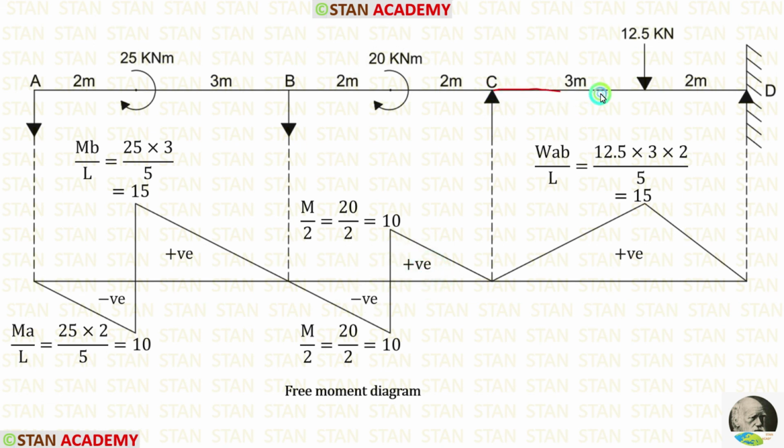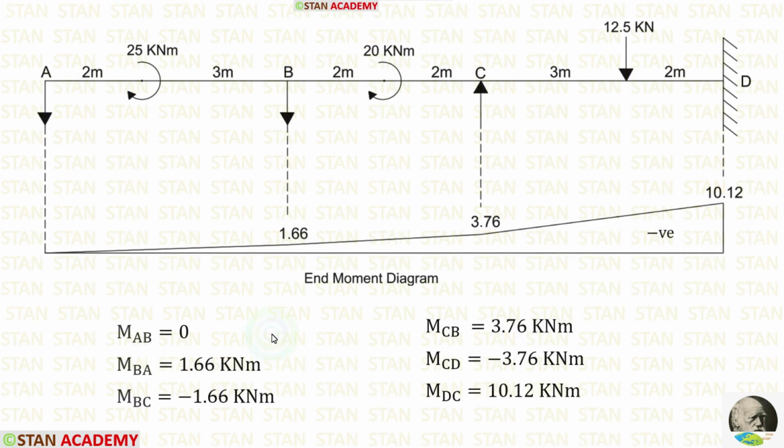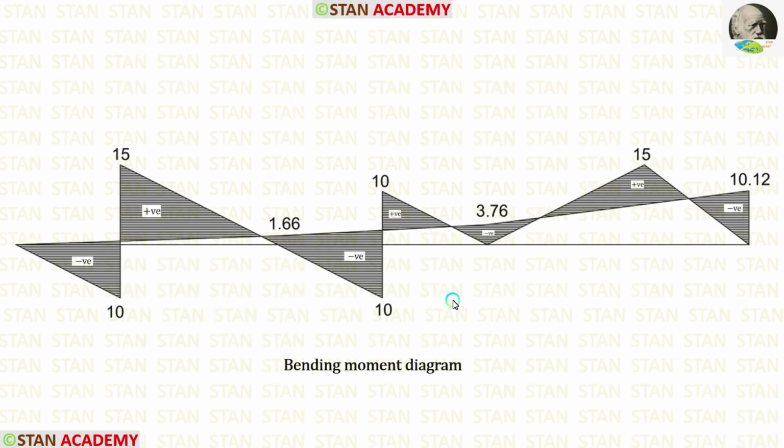Then let us take the span CD. Here there is a point load 12.5 kilonewton. It is not acting on the center. The formula to calculate the ordinate is WAB upon L. Using the formula, we are getting the ordinate 15. Now, using the end moments, we can make the end moment diagram. Then we have to combine the free moment diagram and end moment diagram. So we will get the bending moment diagram.